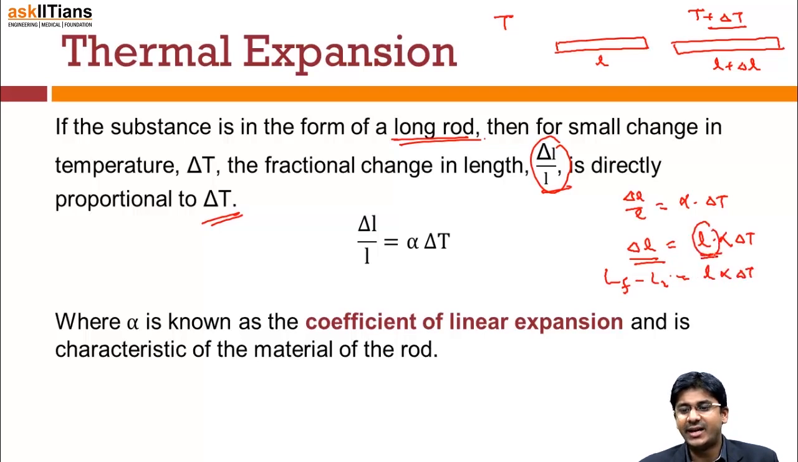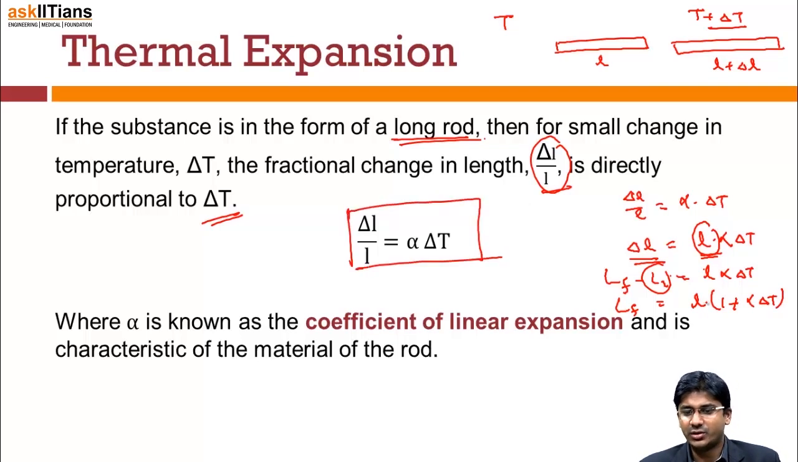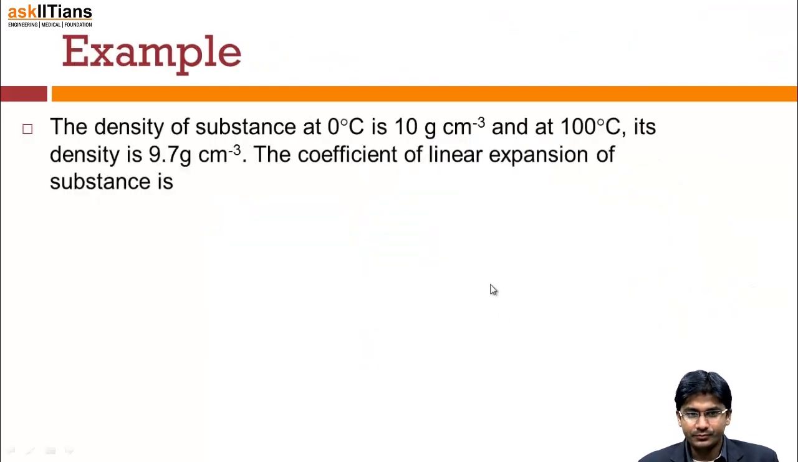Here, L is actually the initial length. So the final length will be L into 1 plus alpha delta T. So this is actually the relation, and from here you can deduce all this. Alpha is known as the coefficient of linear expansion and it is a characteristic of the material. Whichever type of rod it is, steel or aluminium, they will have different values of alpha. So now let's see an example.